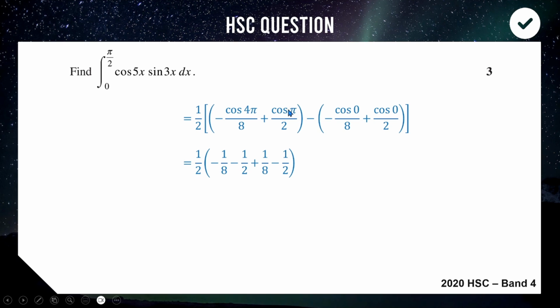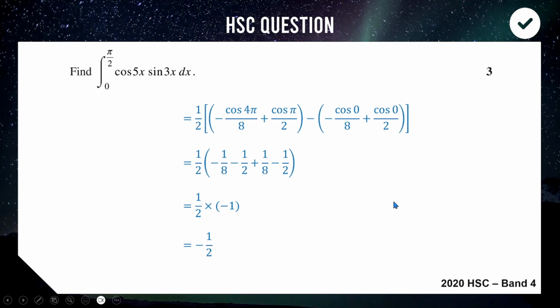Cos pi equal to negative 1, so this plus turns into a minus, and we have 1 over 2. Then over here we have minus 1 over 8, and then we have plus 1 over 2. So they all turn into fractions. We can simplify them and then just multiply our answer by a half. Everything inside here just turns into negative 1 because a lot of stuff just cancels out, like the negative 1/8 and the plus 1/8. So we just end up with a half times negative 1, and we get our final answer of negative a half to get 3 marks in the 2020 HSC for a band 4 question.